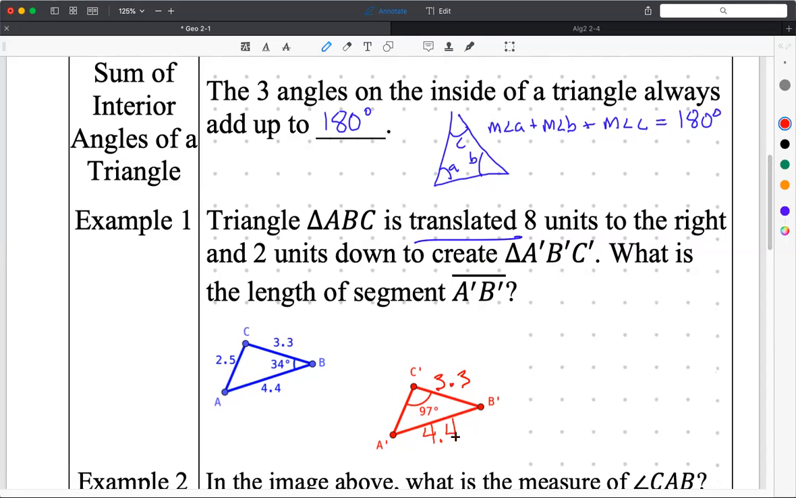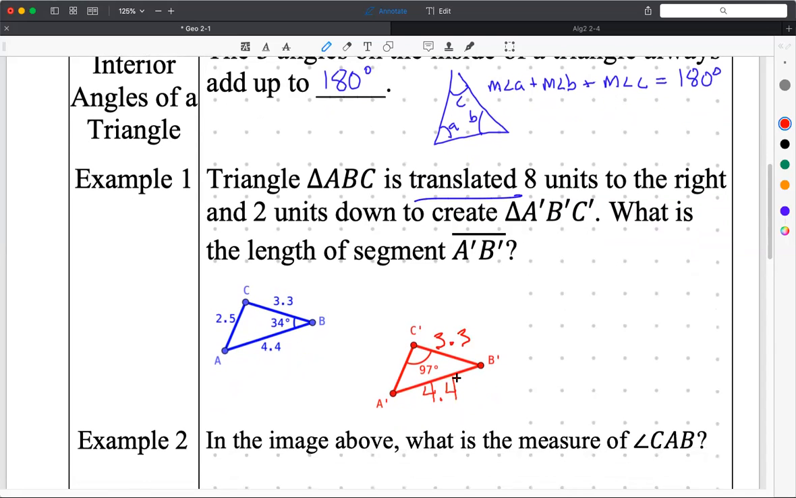Okay, well now how do you use this in a little bit more sophisticated way? Let's look at example 2 down here. So in this image above, and maybe I shouldn't use image, maybe I should use picture, because image is a specific word in geometry that means I have done some sort of transformation. So let me change this to picture. In the picture above, what is the measure of angle CAB? CAB, another way of saying this is the measure of angle A. But CAB means I go from C to A to B, and I'm always talking about this middle angle. So measure of angle A. So A is right here.